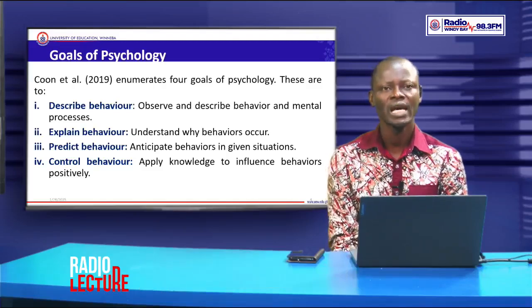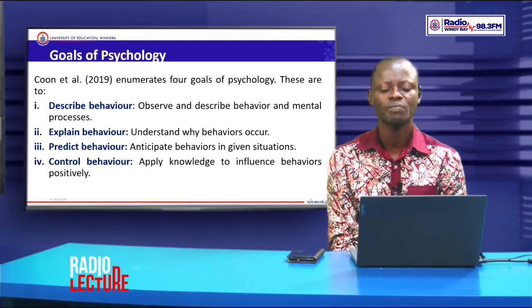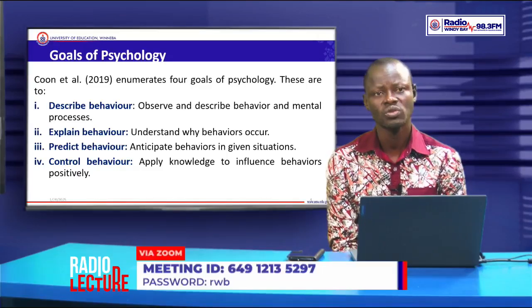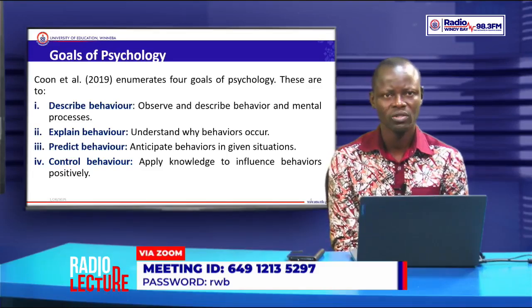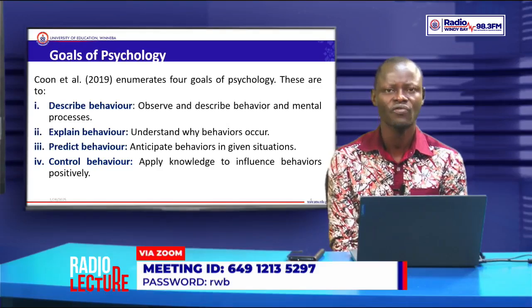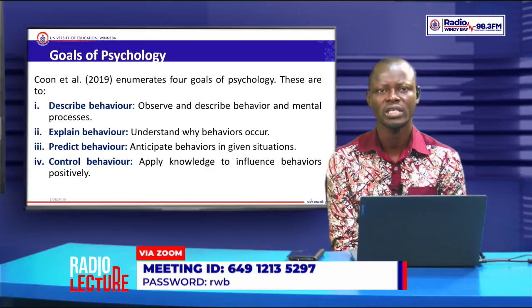Then the third one, we want to predict behavior. And this helps us be able to anticipate behavior in given situations as humans. We are aware that situations will predict how we should always act. So as we are looking at psychology, we also want to understand that in such situations that we find ourselves to be happy, our way of behaving is different from when we are not happy. So these are key things that we need to be aware of in studying the course.